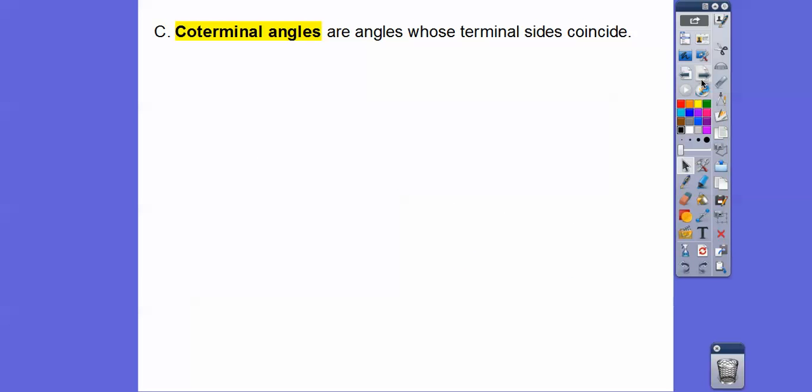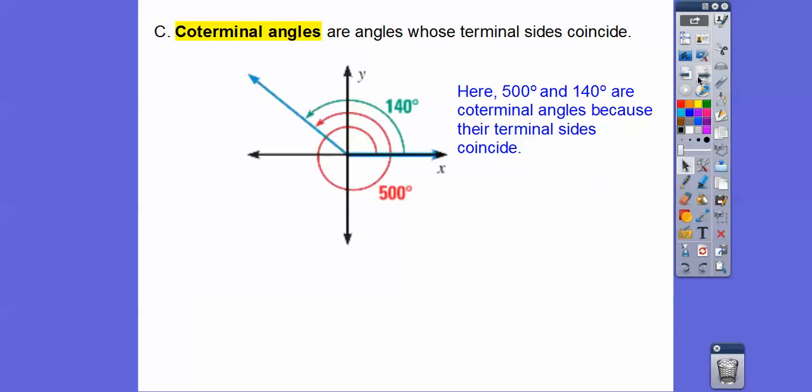Coterminal angles are angles whose terminal sides coincide. That means they end at the same spot. So we did that 500 degree angle. Well, it's a coterminal angle with 140 degrees because they both have a terminal side at the same spot. Those are called coterminal angles.